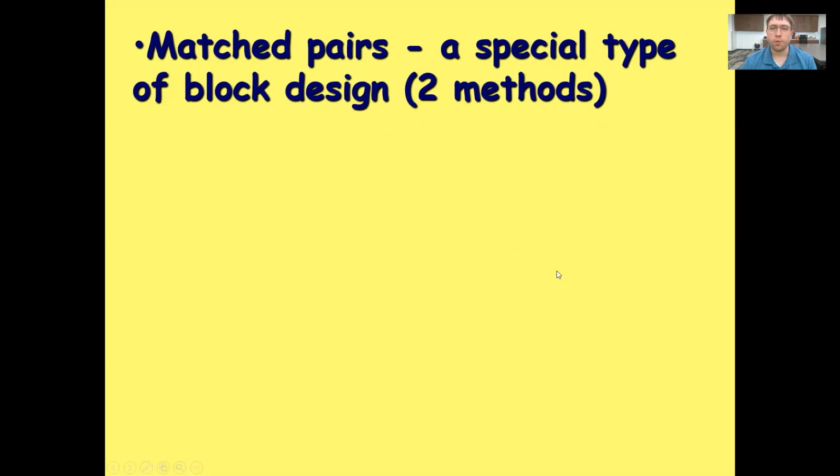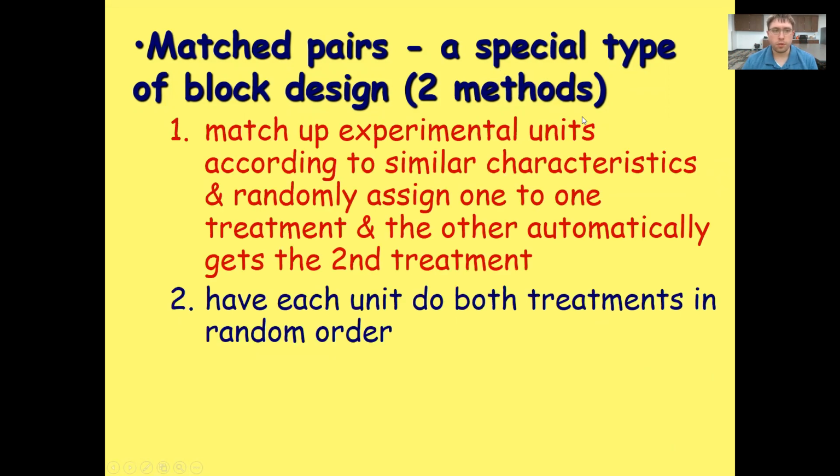For this one, we're going to start with matched pairs. It's a special type of block design in your experiments, which has two different methods. The first method is where you match up experimental units according to similar characteristics. And then within those groups of two, because everybody's going to get matched up with who they're most similar with, you would randomly assign one of your treatments to one person, and then the other would automatically get the second treatment.